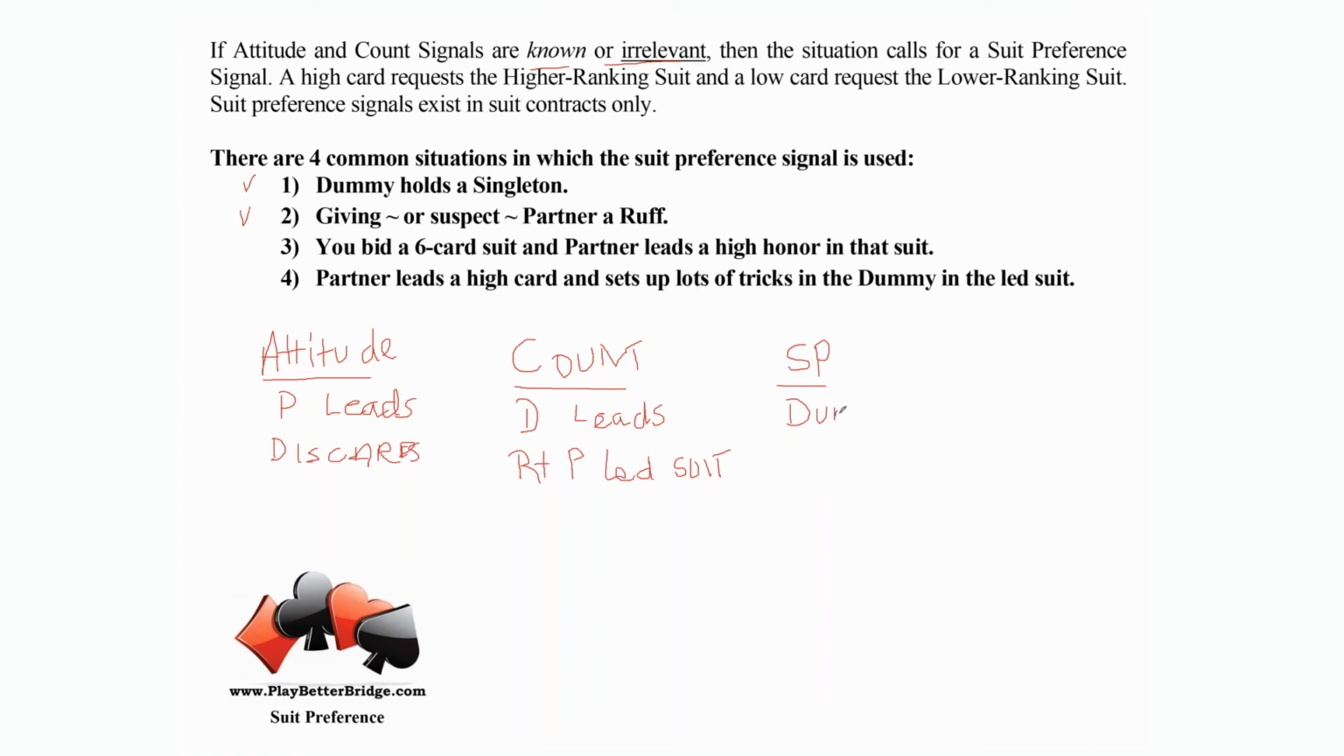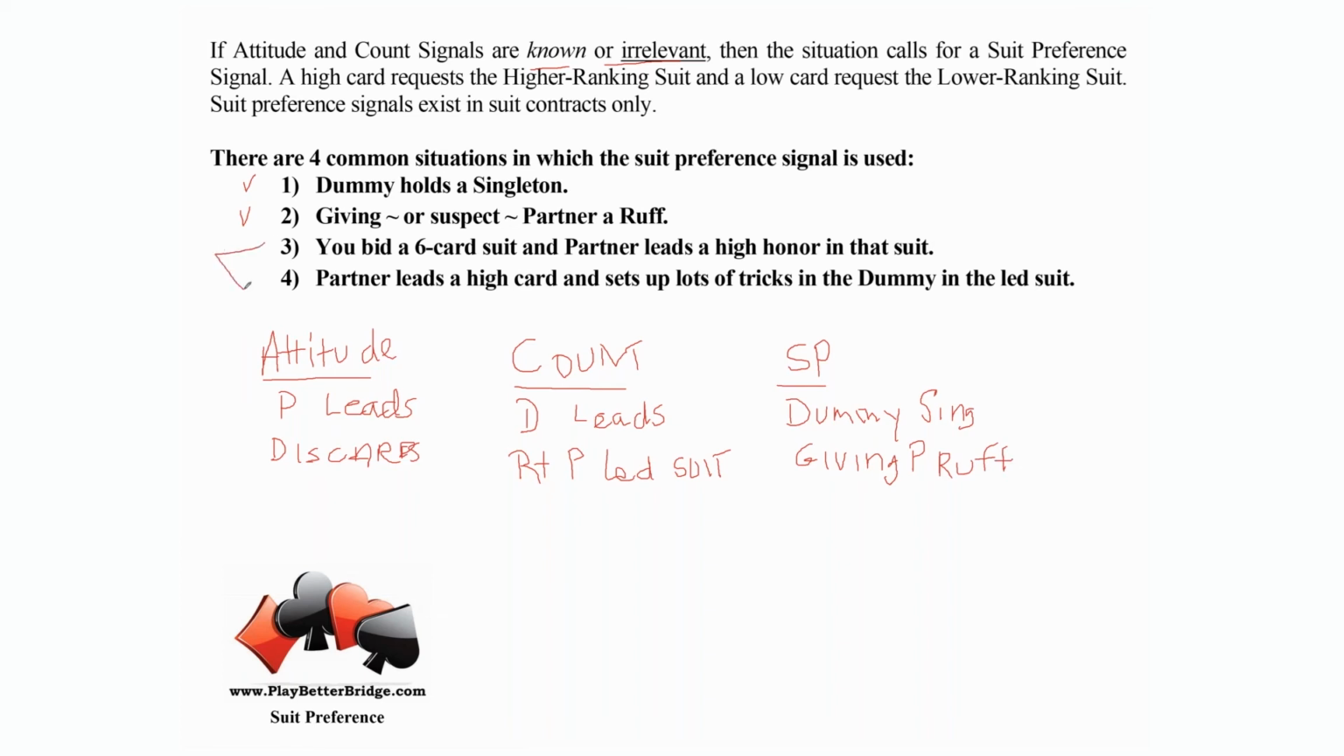Okay, dummy holds a singleton. Dummy has a singleton. I'll just write S-I-N-G for singleton. And when giving partner a ruff. If either you suspect it or you know for sure you're giving them a ruff. Giving P a ruff.